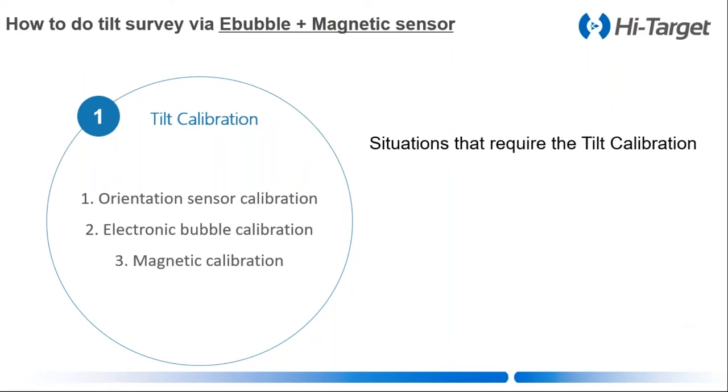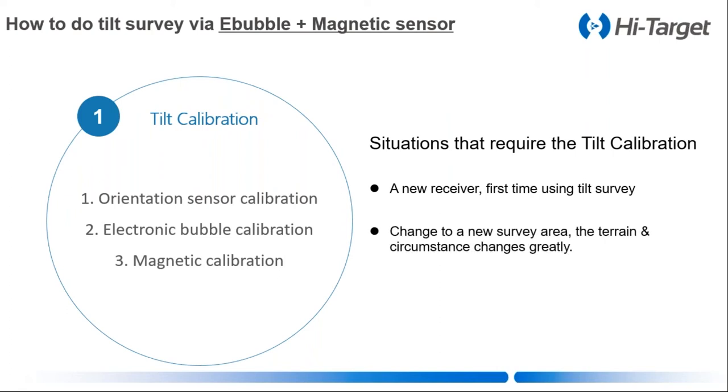So generally, in what kind of situation is calibration needed? First, a new receiver and the first time using tilt survey will need it. And if you change to a new survey area, or the territory and the environment have changed too much, it is also needed. The calibration will expire in 13 days and need to be done again.